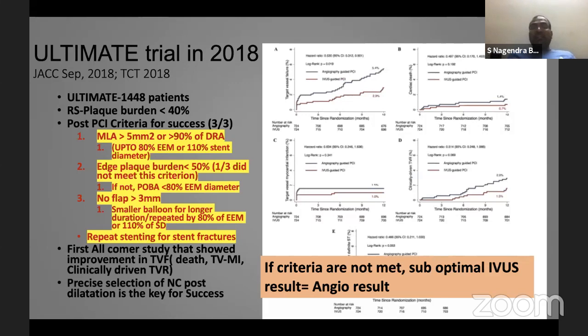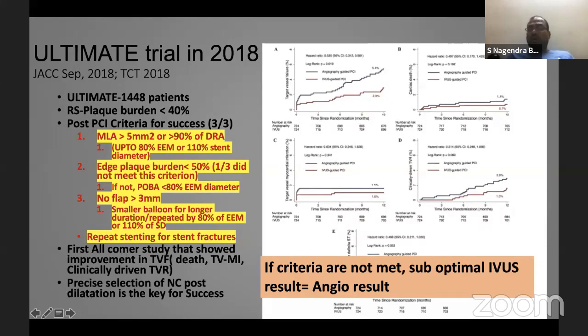So if all three criteria should be met, and if all three criteria have not been met, then they labeled them as suboptimal IVUS. 25% of individuals had suboptimal IVUS in this particular study, and they behaved similar to angio results. That is the reason I initially told you, it's not only acquiring and analyzing the IVUS, we have to act accordingly. There are specific guidelines for how they acted in this particular study.